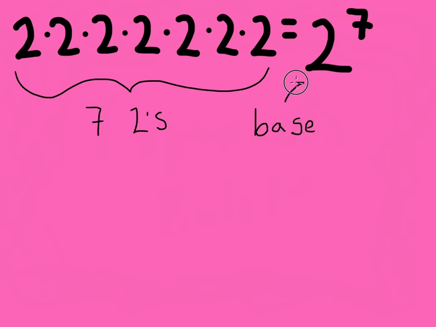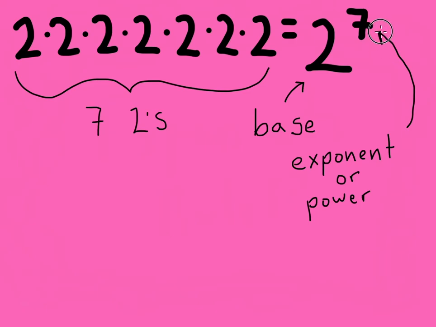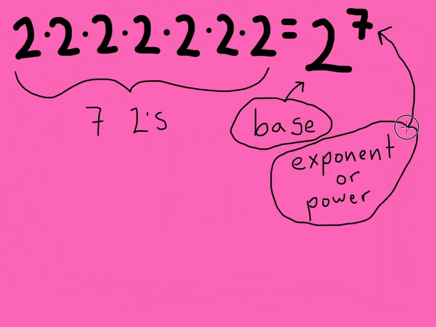You've seen it before. 2 to the power of 7 is how we would say that, or 2 to the 7th power. And the 2 there is going to be our base, and then the 7 is going to be what we call our exponent or our power. Let me just put nice little circles around here. Okay, perfect. So 2 is the base and 7 is the exponent or power.